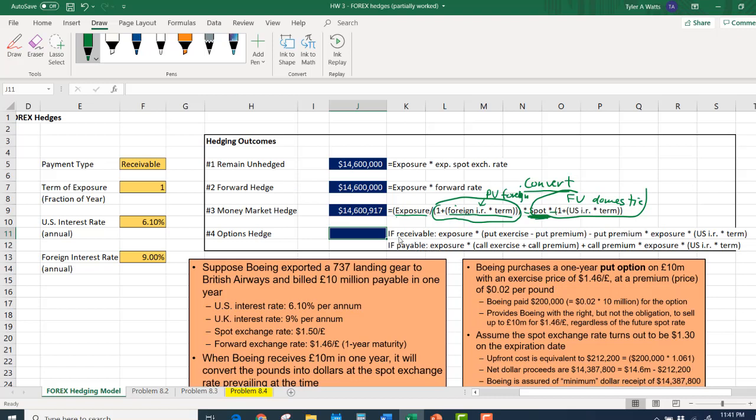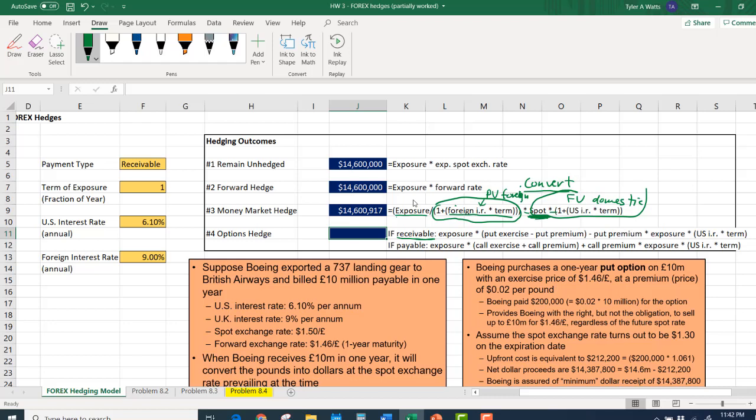So if we're talking about a receivable here, what's the option strategy for a receivable? Well, we want to buy put options so we can lock in the price that we could potentially sell at, if needed, by exercising the option at some floor, some threshold. And of course if the spot exchange rate at the time we receive the foreign currency is higher than that, we just let the option expire and sell the foreign currency at that higher spot price that's realized. If the spot price goes down, we're protected.